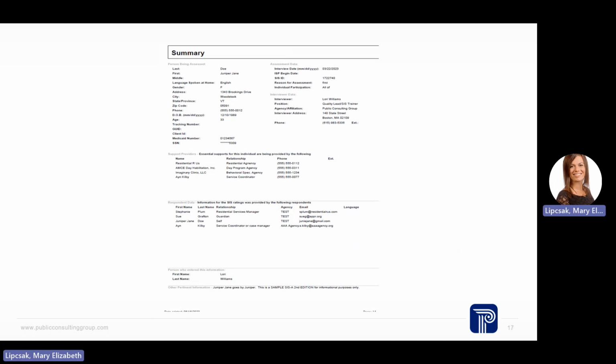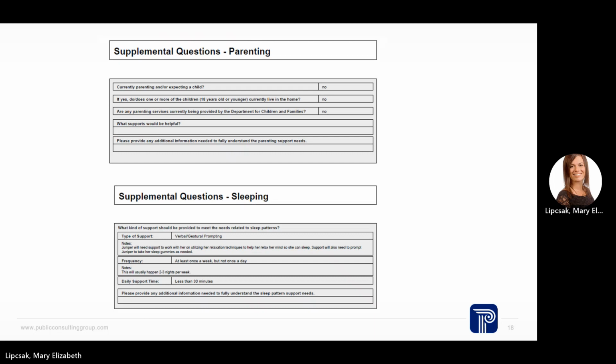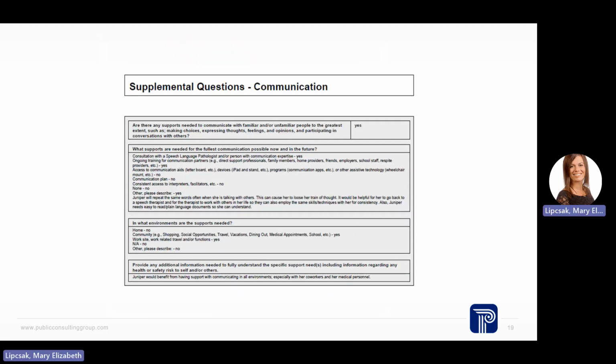The summary page of the report includes demographic information for the individual being assessed, support providers, and respondent data. Finally, reports may include supplemental questions. Specifically in Vermont, DAIL and other stakeholders have developed specific supplemental questions that are relative to the people of Vermont. Those questions are parenting, sleeping, and communication.